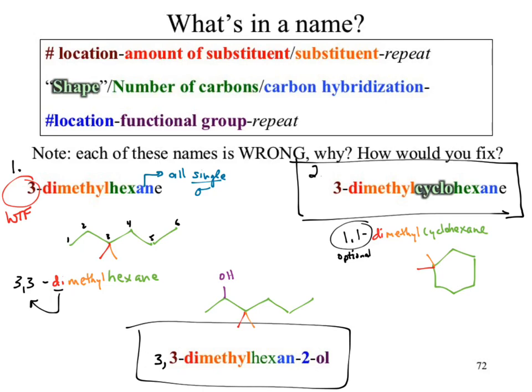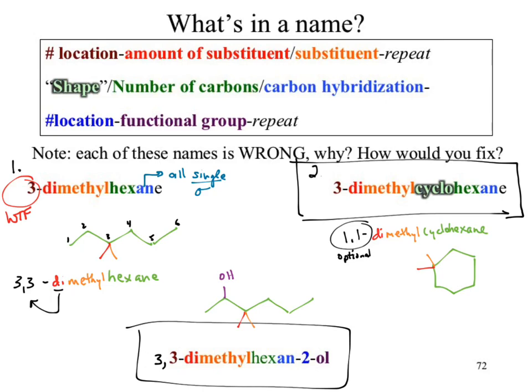There's 2 methyls at position 3, so there's an issue with the 3,3, but then there's also a weird thing. Why does it say 3,3? If both the methyls are at the exact same location, they need to be the lowest number. The lowest number would be 1. So the 3 makes doubly no sense. They're located at 1, 1. It is optional to specify that 1, 1.